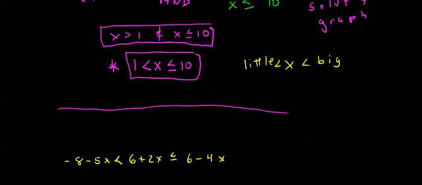It's really critical. Here's my number line. I always like to see the number 0, 1, and 10.